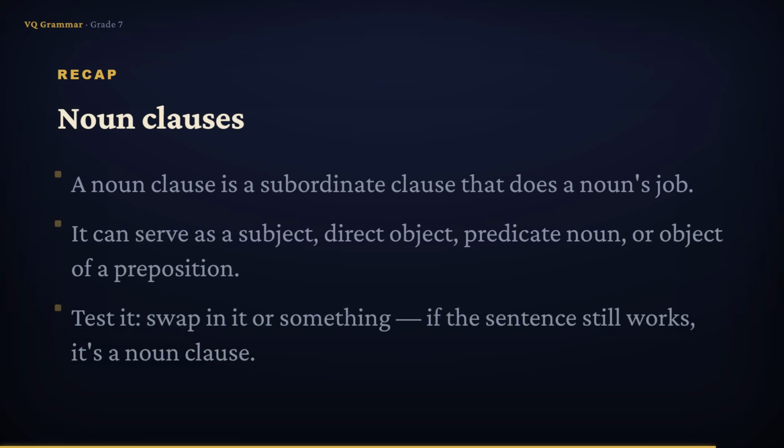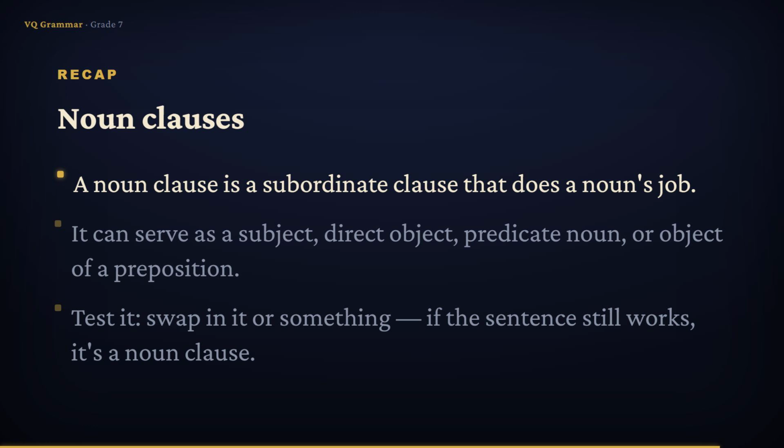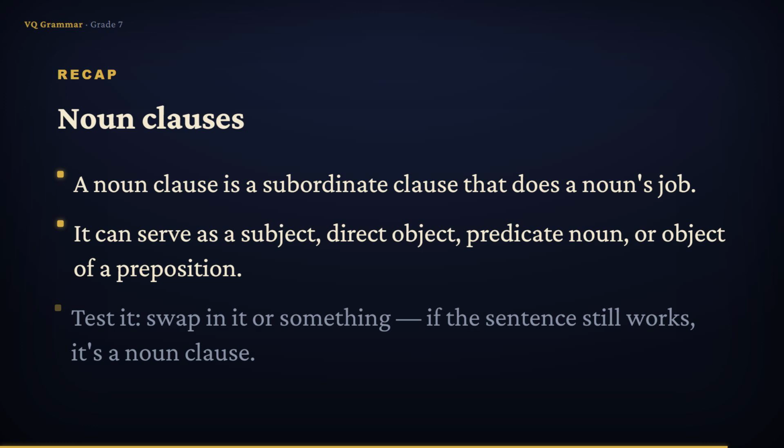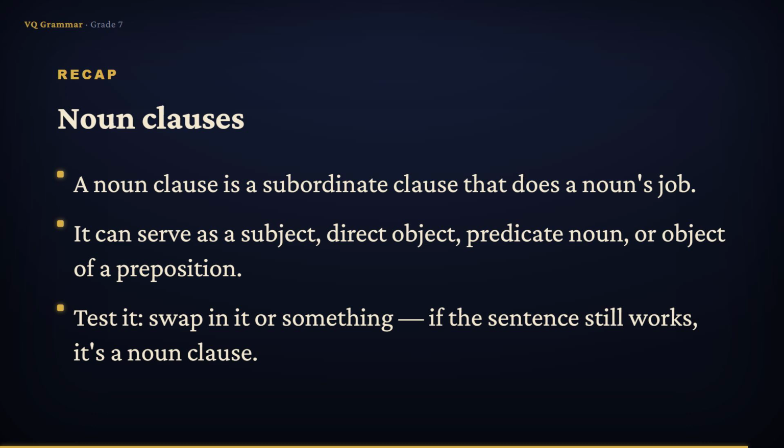Let's gather up what we learned. A noun clause is a subordinate clause that does a noun's job. It can serve as a subject, a direct object, a predicate noun, or the object of a preposition, wherever a single noun could go. And whenever you're unsure, use the test. Swap in the word it or the word something, and if the sentence still works, you're looking at a noun clause. That wraps up Unit 7, our whole study of clauses and complex sentences.